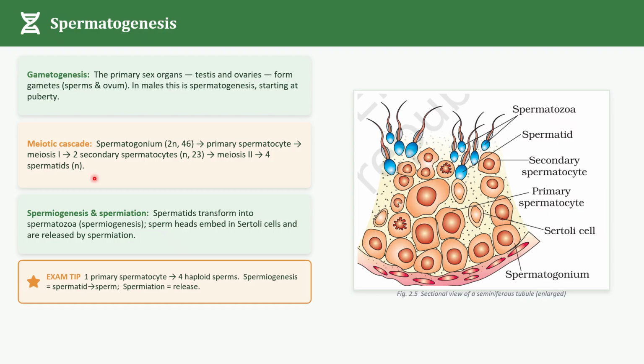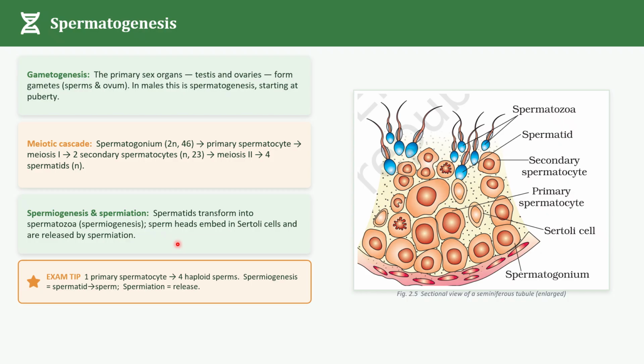Then starts the spermiogenesis process. So what is spermiogenesis? See, mature sperms are released from Sertoli cells into the lumen of the seminiferous tubule. So for example, we can say one primary spermatocyte produces 4 functional sperm, increasing the chances of fertilization. What you should remember: spermiogenesis is nothing but formation of the spermatid, which forms the sperms, and spermiation is nothing but the release of the sperm.